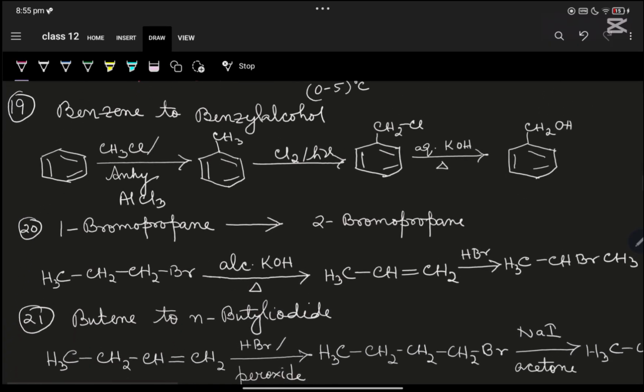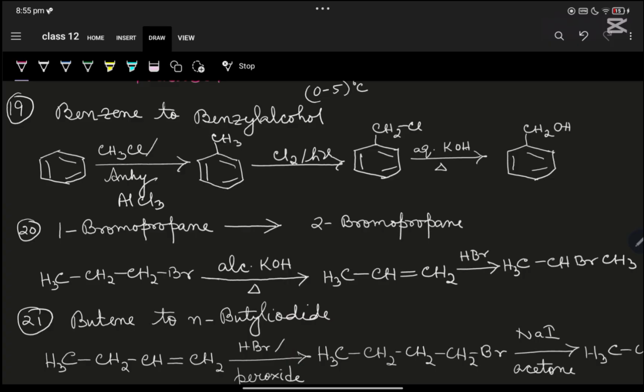Now benzene to benzyl alcohol. Benzyl alcohol, wherever you have to bring OH, you try to bring it from halo. And then you can think that if I can get halo, I can do substitution giving aqueous KOH and heat, and then I can get that OH.